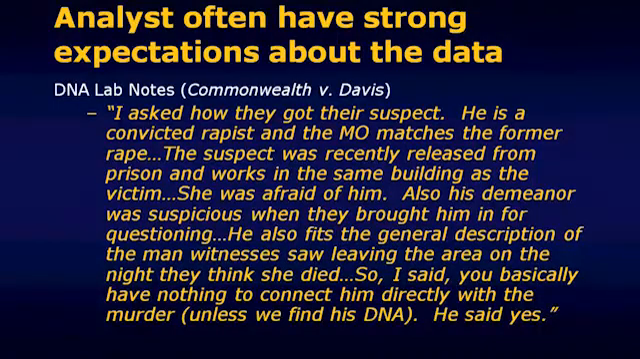I asked how they got their suspect. He's a convicted rapist, and the MO, for those of you who aren't attorneys, that's modus operandi, the way that the person normally behaves. The MO matches the former rape. The suspect was recently released from prison and works in the same building as the victim. She was afraid of him. Also, his demeanor was suspicious when they brought him in for questioning. He also fits the general description of the man witnesses saw leaving the area on the night they think she died. The analyst then concludes, so I said, you basically have nothing to connect him directly with the murder unless we find his DNA. And the district attorney here said yes.